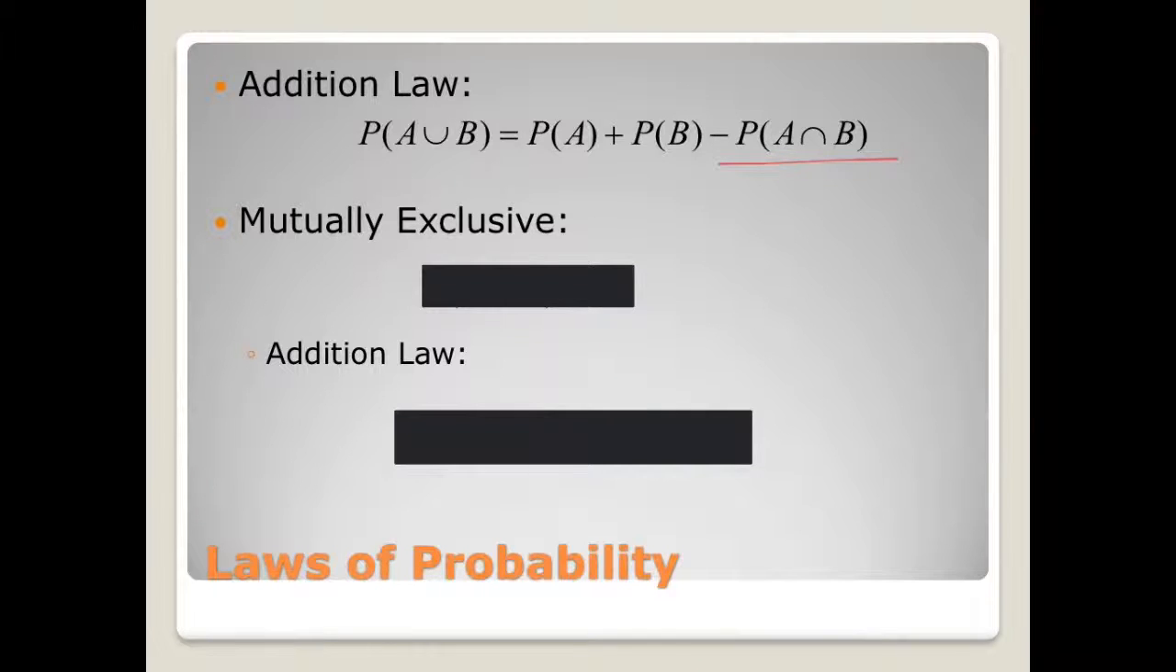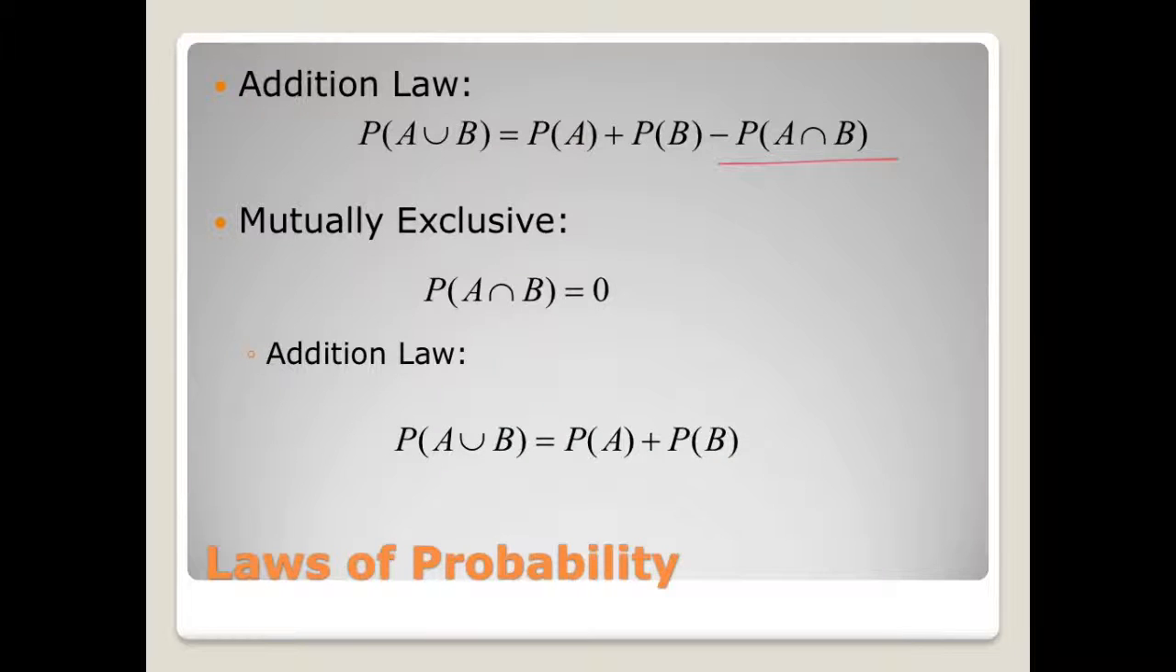If our events are mutually exclusive, that means that the intersection of the 2 events is empty. They have nothing in common. In the case that they are mutually exclusive, our addition law changes slightly, and what we have instead is the probability of A or B is equal to the probability of A plus the probability of B. We're going to focus mostly on this formula. In the case that we do have something mutually exclusive, this just becomes 0. But again, we're going to be using this to answer some questions instead of using a Venn diagram.